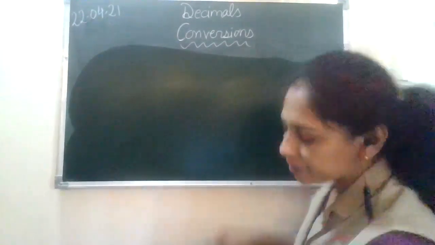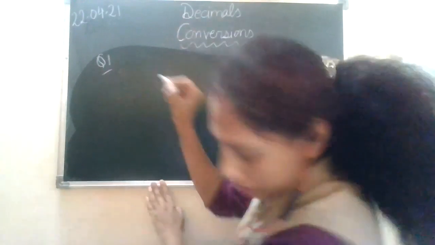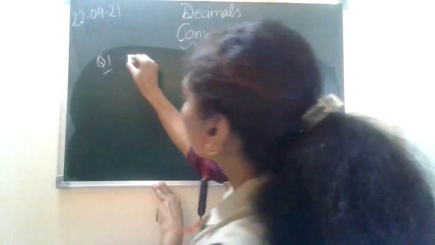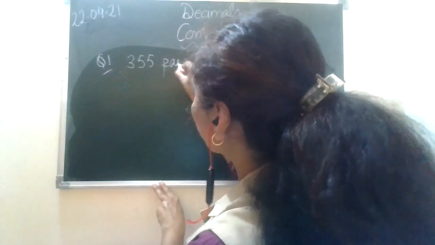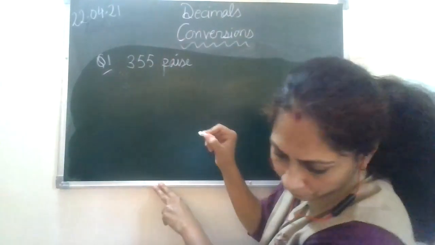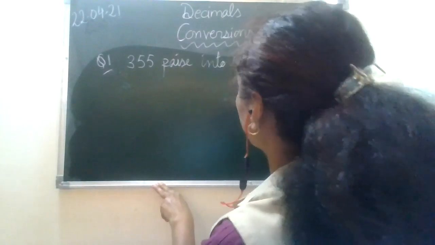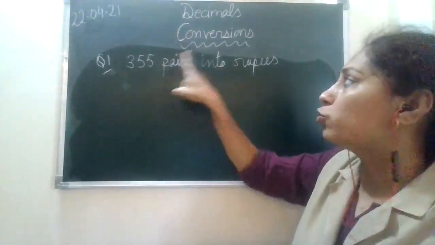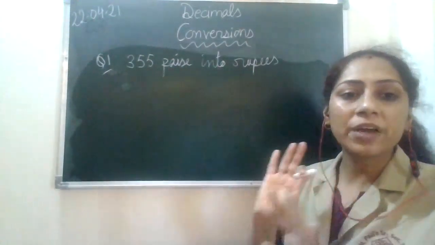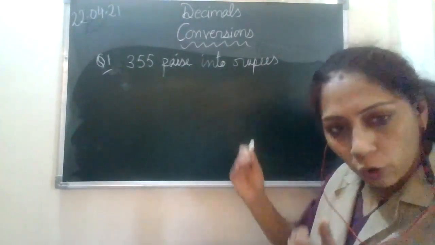Okay. The first is question number 1. Convert करना है 355 पैसा into rupees. Okay. सबसे पहले तो deciding factor क्या है कि आपको पैसा को रुपी में जाना है. छोटे से बड़े में जा रहे हो, you know divide होगा. ठीक है, division वाला होगा. तो let's follow the format.